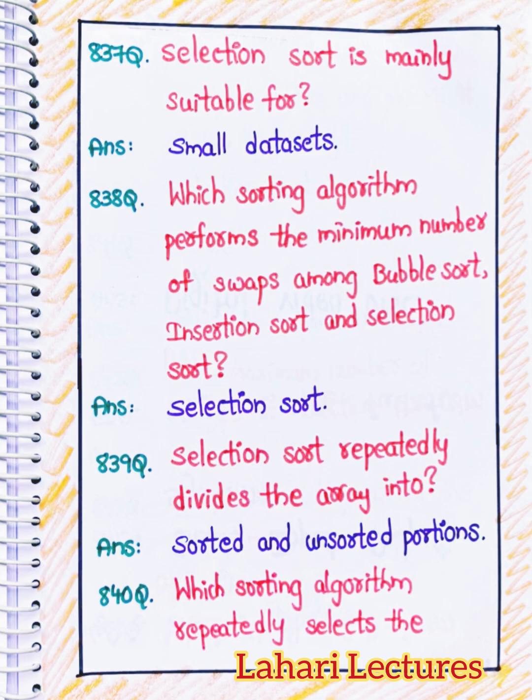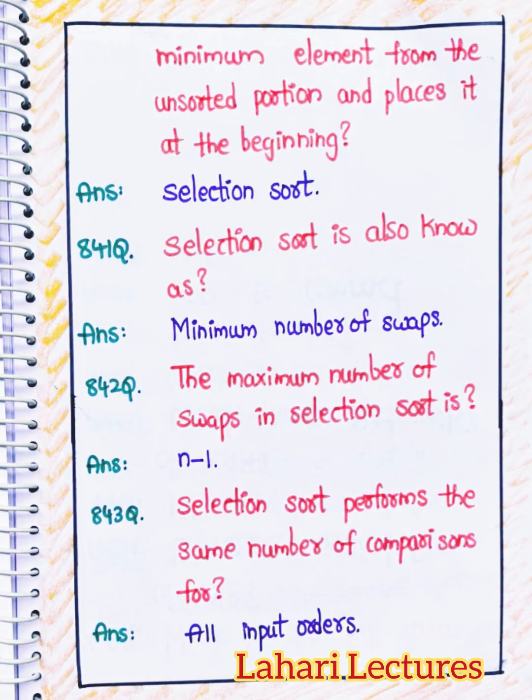Which sorting algorithm performs the minimum number of swaps among bubble sort, insertion sort and selection sort? Selection sort. Selection sort repeatedly divides the array into sorted and unsorted portions. Which sorting algorithm repeatedly selects the minimum element from the unsorted portion and places it at the beginning? Selection sort. Selection sort is also known for the minimum number of swaps.